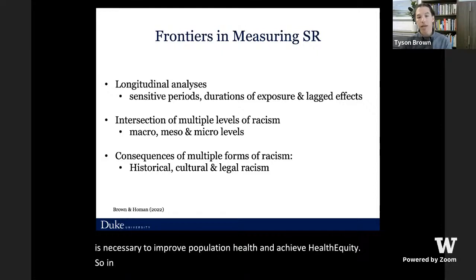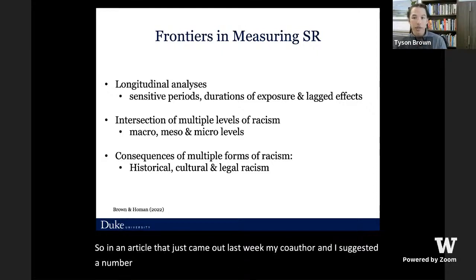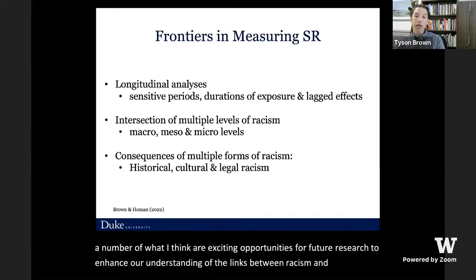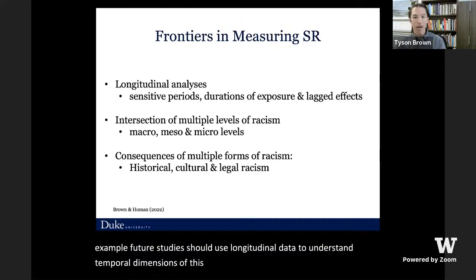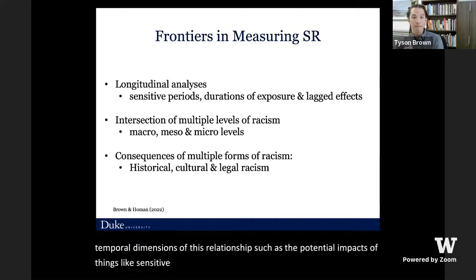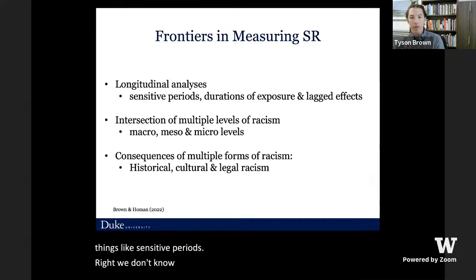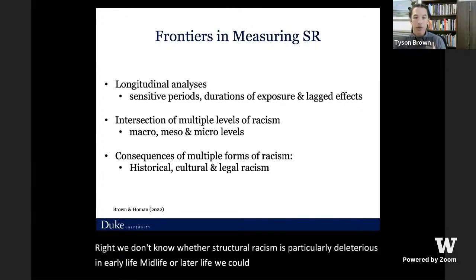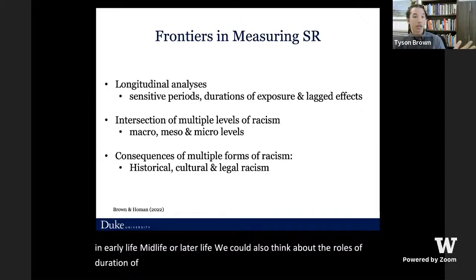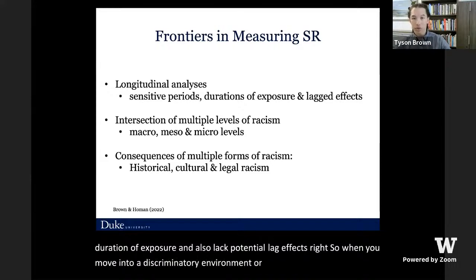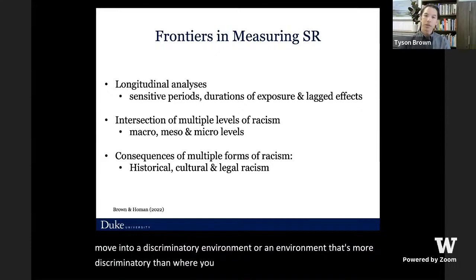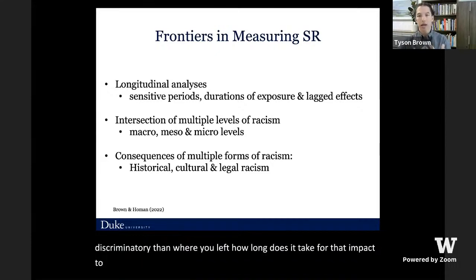So in an article that just came out last week, my co-author and I suggest a number of what I think are exciting opportunities for future research to enhance our understanding of the links between racism and health. For example, future studies should use longitudinal data to understand temporal dimensions of this relationship, such as the potential impacts of things like sensitive periods, right? We don't know whether structural racism is particularly deleterious in early life, midlife, or later life. We can also think about the roles of duration of exposure, and also potential lagged effects, right? So when you move into a discriminatory environment, or an environment that's more discriminatory than where you left, how long does it take for that impact to really get under the skin and lead to health inequities?